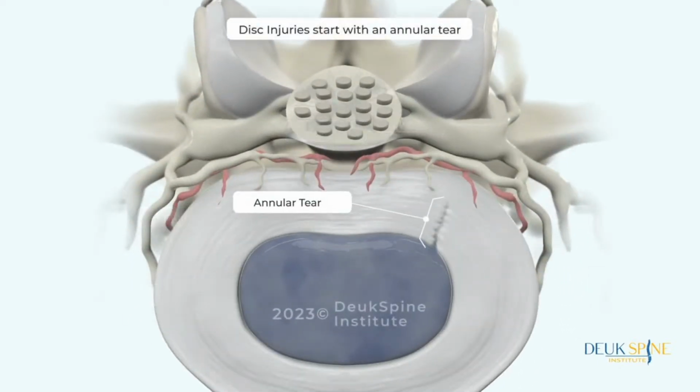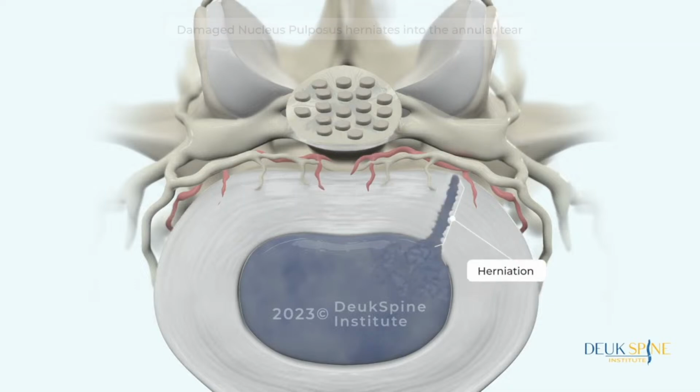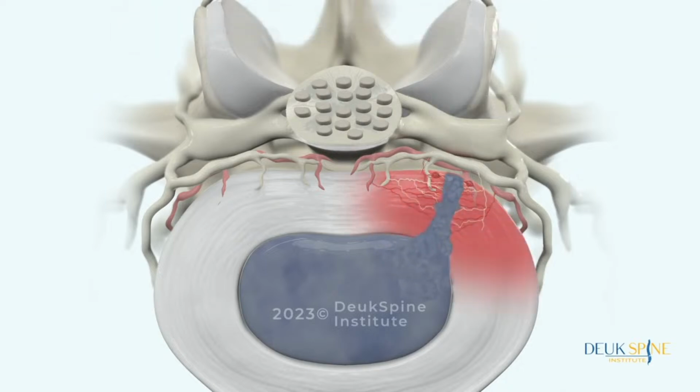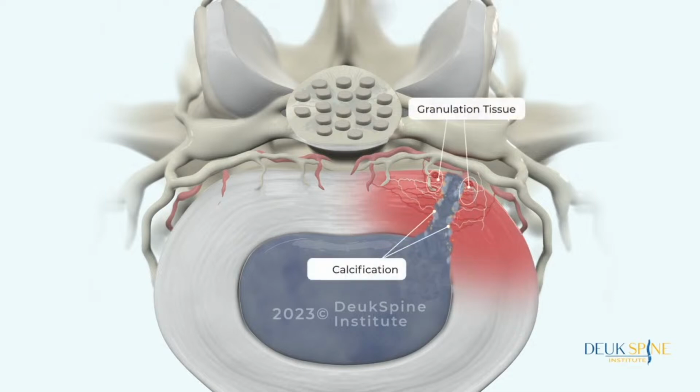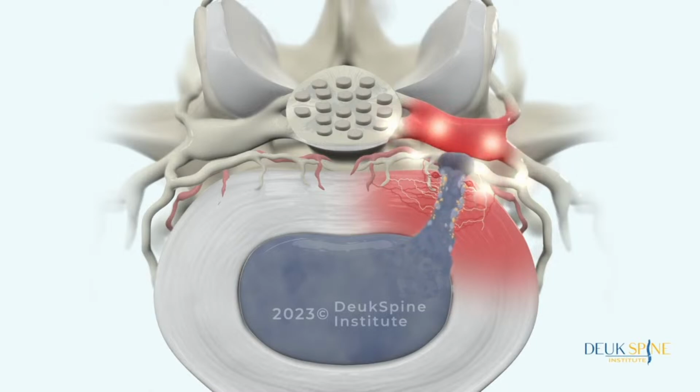Disc injuries start with an annular tear, damaged nucleus. Pulposis herniates into the annular tear. The herniation triggers an inflammatory response within the annular tear. The inflamed annular tear generates pain signals.